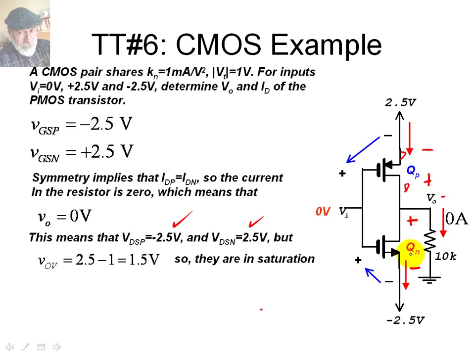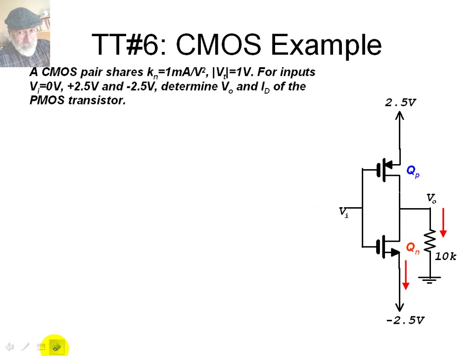So you see, the one on the bottom has 2.5 volts, and that is above 1.5 volts. This one is in saturation, and the one on the top has a VDS that is negative 2.5, and that is below the overdrive voltage of QP, that is negative 1.5 volts. We can use a saturation formula to compute the current in either of them. 1/2 Kn, that is 1 milliamp, multiplied by the overdrive voltage, 1.5 squared, 1.13 milliamps. And that answers the first part of that question.